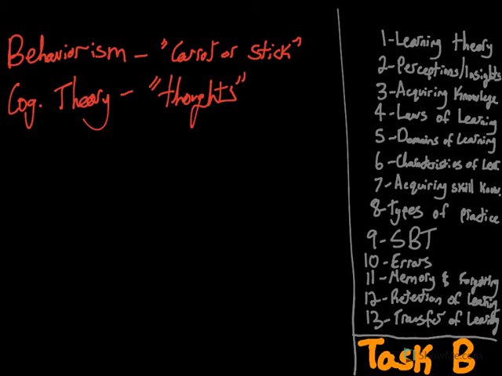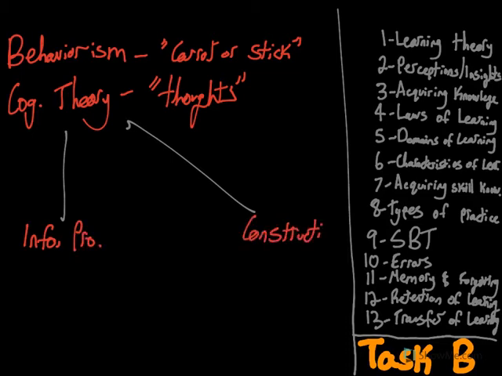Now, cognitive theory has two major branches here. One branch is information processing theory, and the other is constructivism. So information processing theory is the idea that our brain will work like a computer. So the computer takes all the inputs with a mouse and a keyboard and a webcam and all that fun stuff, and it uses that and puts it through a program and processes it.